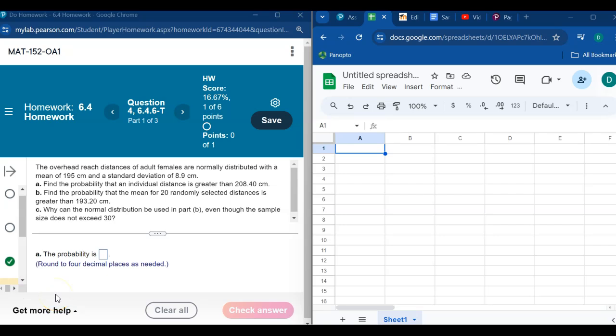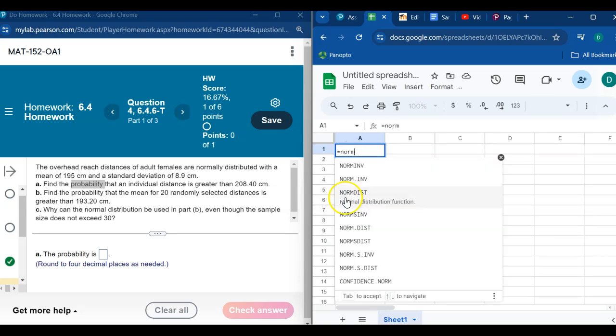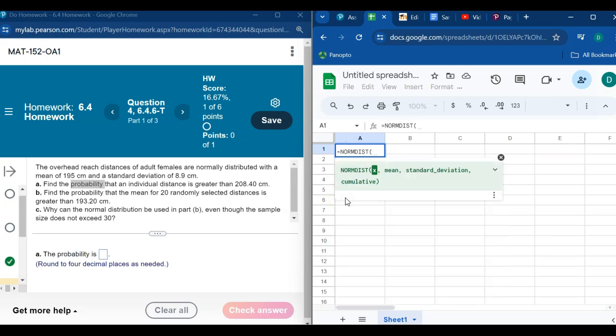Hey, class, I'm going to go over how to do some of these problems in 6.4 if you're going to use a spreadsheet for your technology. When we see normally distributed and find a probability, recall that means we're going to use NORM.DIST. We give it a number, a mean, a standard deviation, and cumulative, and that will find the probability that it's below that number.